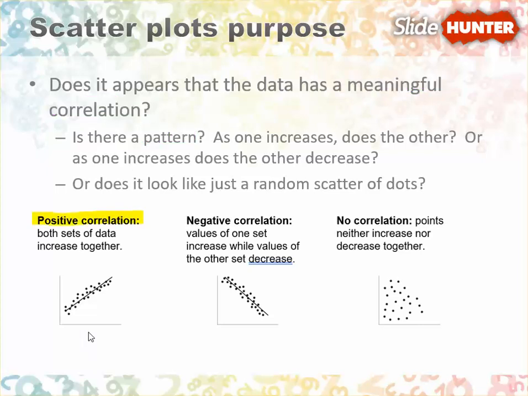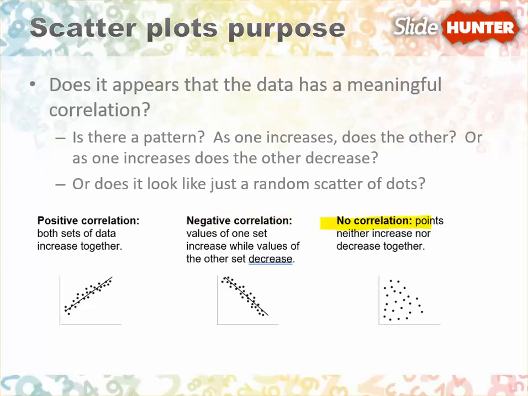Here are the mathematical names for those. So let's look first at positive correlation. Positive correlation means that both sets of data are increasing together. So if I were to draw a line, the line goes up higher to the right. Negative correlation, the line would go the other direction. So values of one set are increasing, but the other is decreasing. So notice if I draw a line, it goes down to the right.